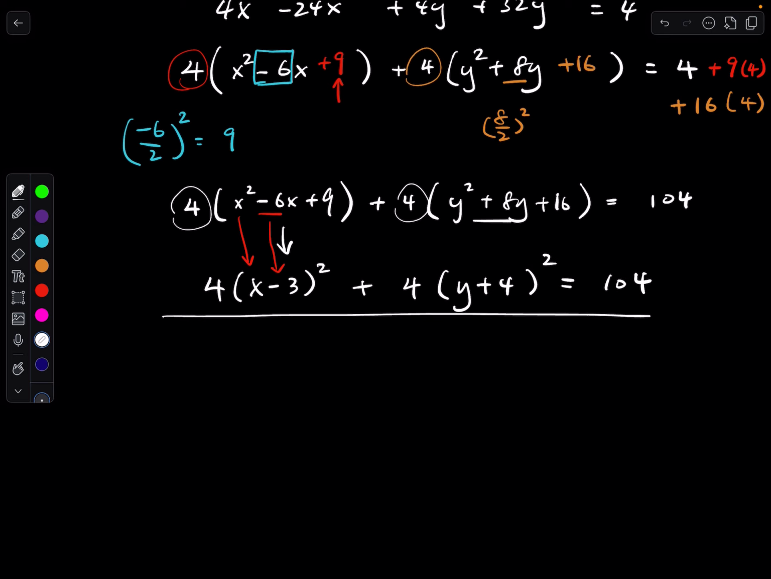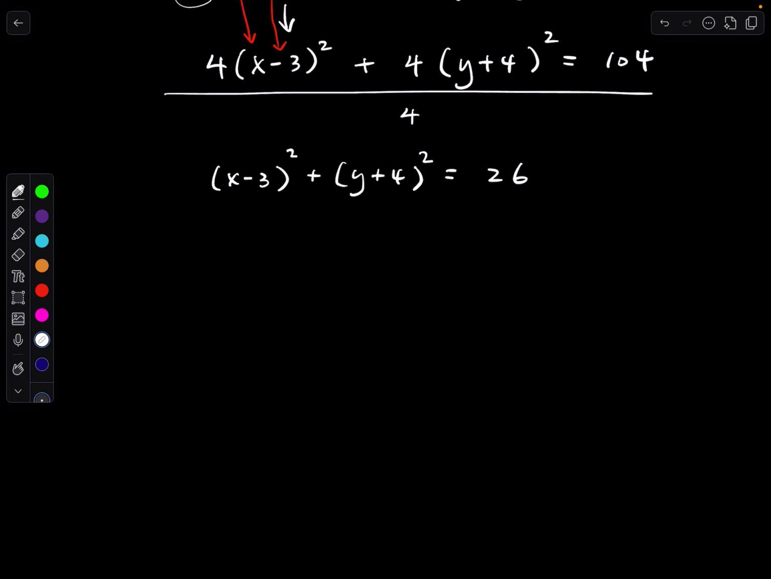Now you divide everything by 4, which will give you (x minus 3) squared plus (y plus 4) squared equals 104 divided by 4, which is 26. Here is the standard form of a circle. You will have your center (h, k) as (3, negative 4): 3 from here, negative 4 from here. They're the opposite of what's in the parentheses. If you have x minus 3, you just have a positive 3; y plus 4 is a negative 4. This is your radius squared, so your radius is simply the square root of 26.